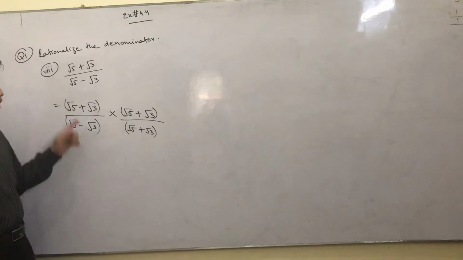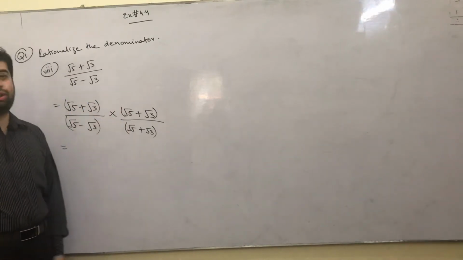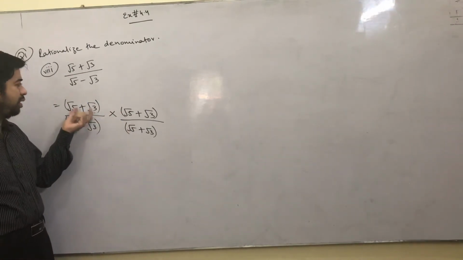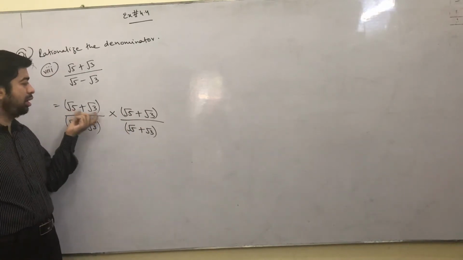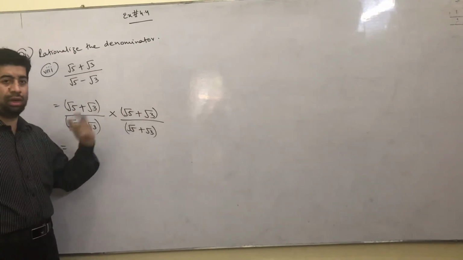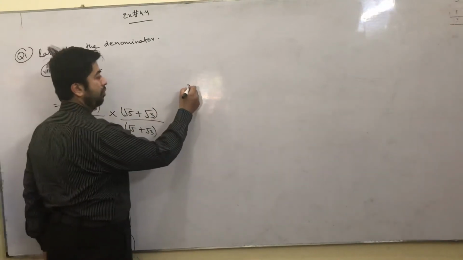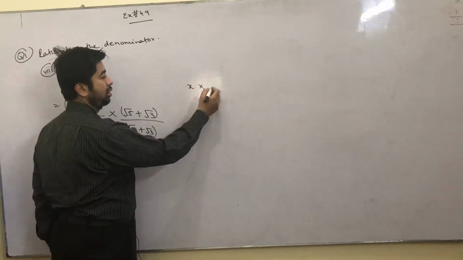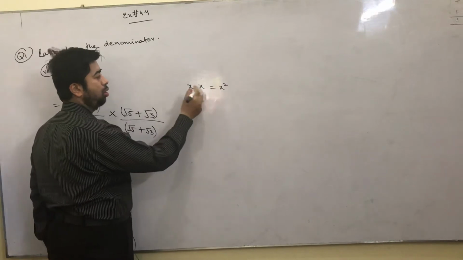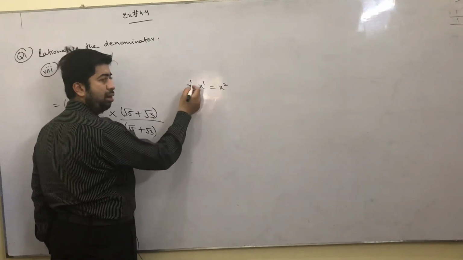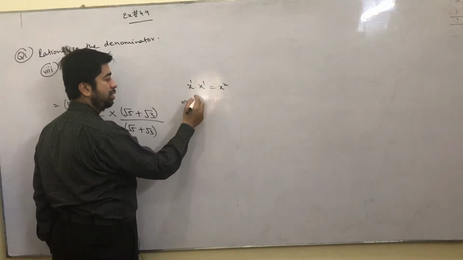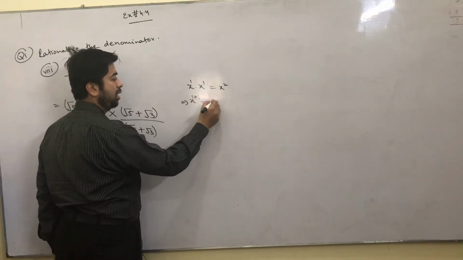You see that the numerator is going to multiply with this numerator, square root 5 plus square root 3, and this is the same square root 5 plus square root 3. If x is going to multiply with this x, then it must be x square, because this x has power 1 and this x has power 1. For the same base in multiplication, 1 plus 1, that is x square.